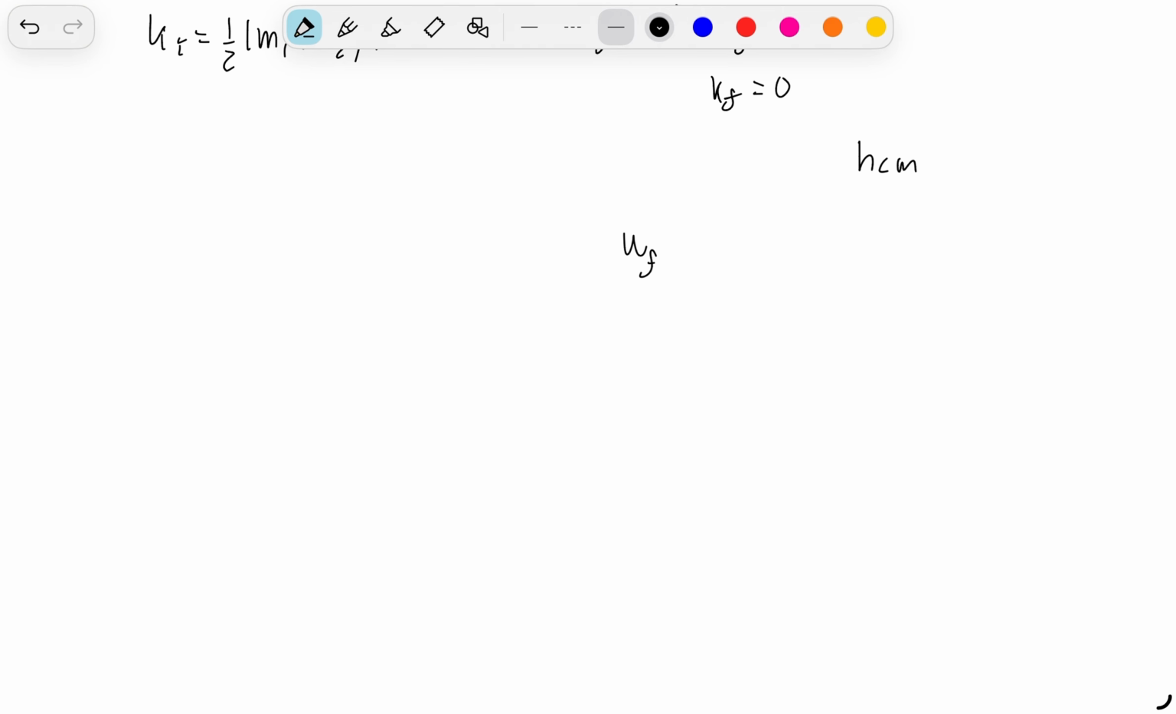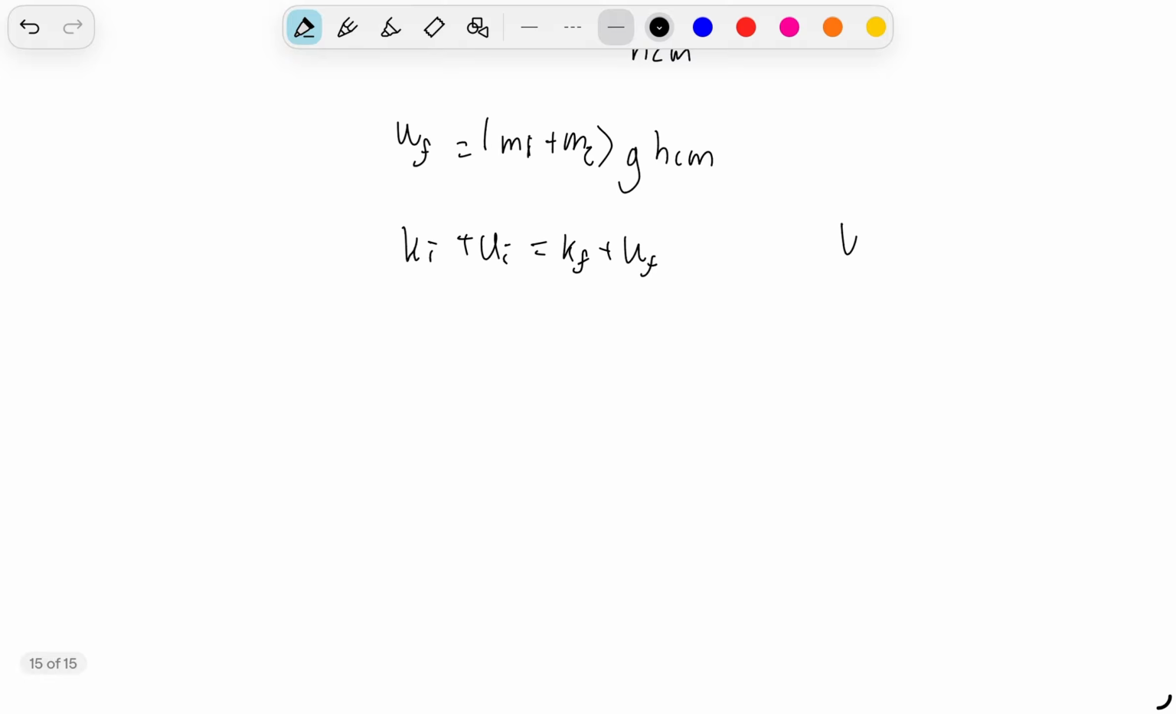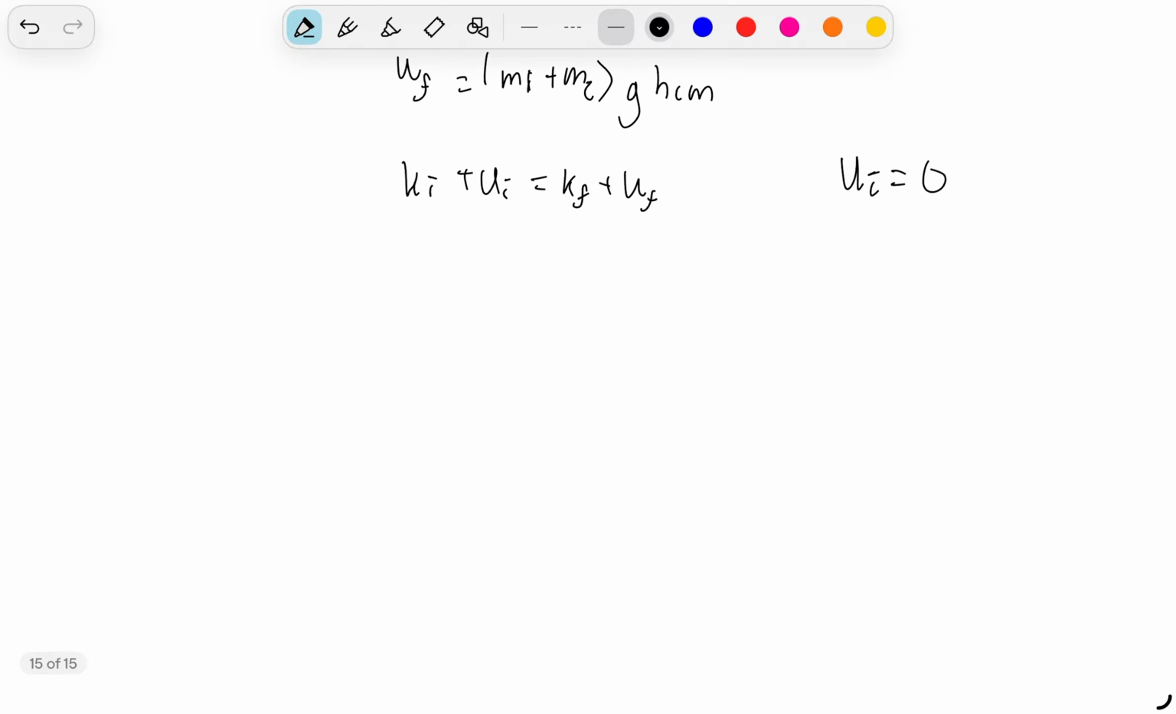So then our potential energy is our mass, which is m1 plus m2 this time. And then we have our gravity, and then we have our center of mass height. So then we can use our conservation of energy. This is Ui plus Ki equals Uf plus Kf. So then at the bottom, right, we know that we're going to be at a height of 0. So then we have our 1/2 m1 plus m2 times v squared plus 0. This is 0 plus m1 plus m2 g h center of mass.